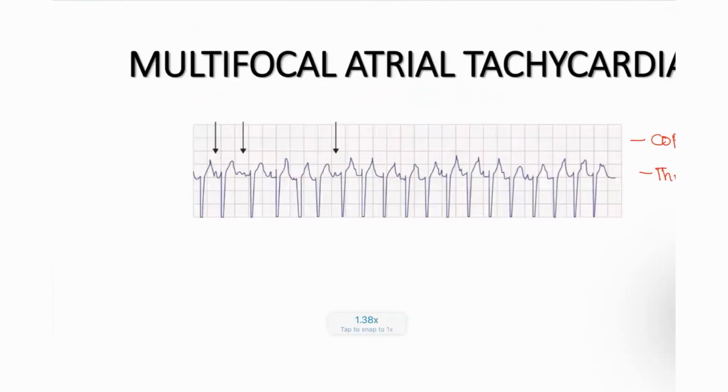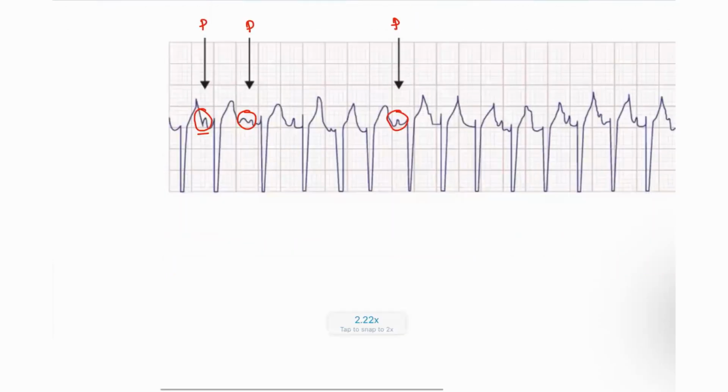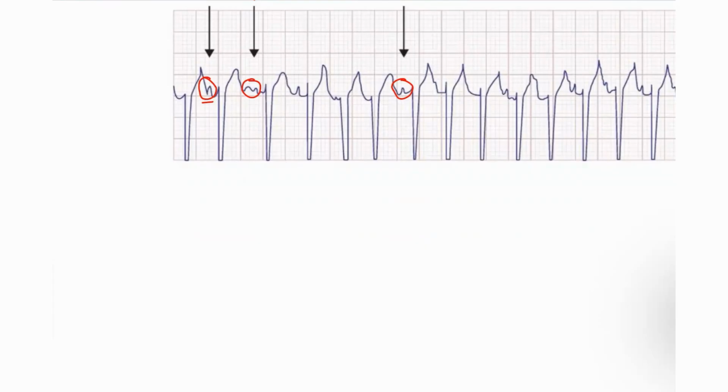So there are three different morphologies of the P waves. Here you can see this one is different, and here this is the bifid, and this is the inverted. This is going to be notched. So atrial tachycardia seen with three different P wave morphologies is known as multifocal atrial tachycardia.